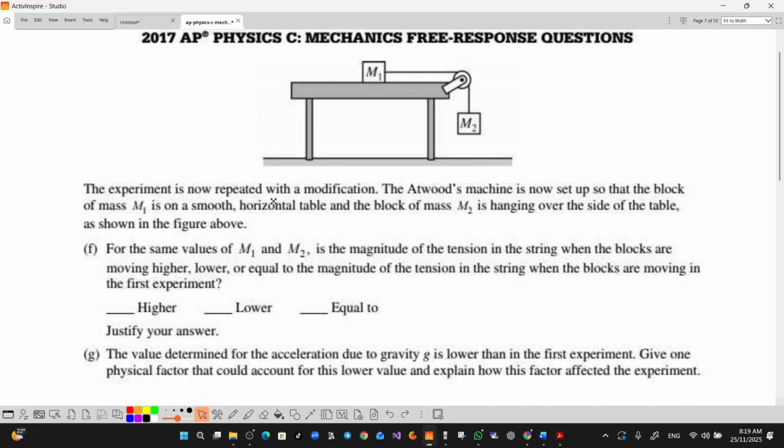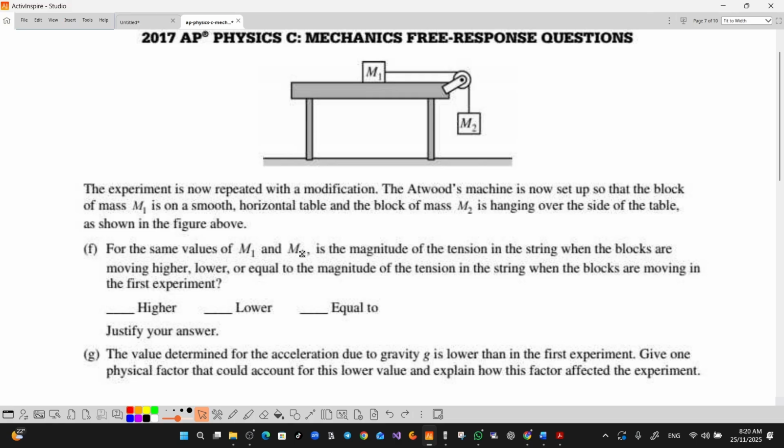Now, the experiment is repeated with a modification. So this is the modified Atwood machine. The Atwood machine is now set up so that the block of mass M1 is on a smooth horizontal table and the block M2 is hanging over the side of the table. As we can see here, we use the same two masses as in experiment one, but this time M1 is placed on a horizontal, smooth surface.